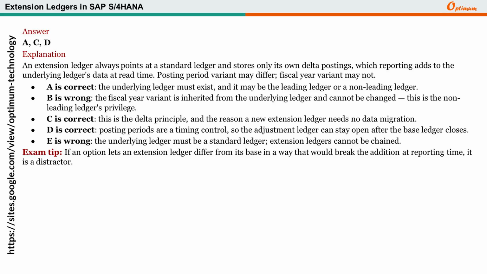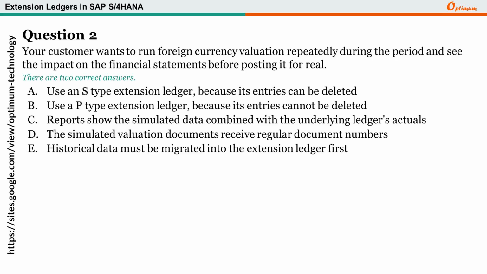Option E fails for a related reason. Chaining extension ledgers would mean stacking deltas on deltas, so SAP requires the underlying ledger to be a standard ledger. This is the one I said would catch people. Pause the video and pick your 2 answers.